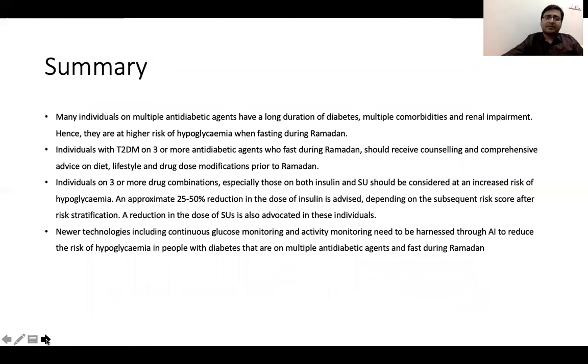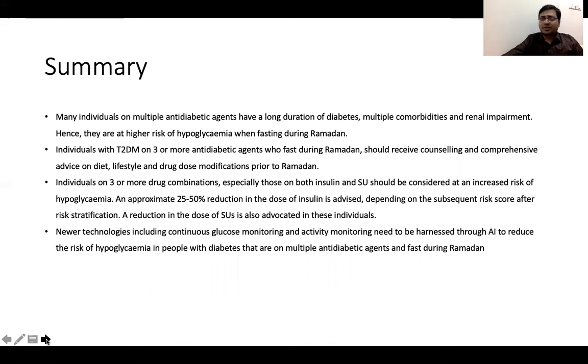So to summarize, many individuals on multiple anti-diabetic agents have a long duration of diabetes. Multiple comorbidities and renal impairment are there. Hence, they are at high risk of hypoglycemia when fasting during Ramadan. Individuals with type 2 diabetes on 3 or more anti-diabetic agents who fast during Ramadan should receive counseling and comprehensive advice on diet, lifestyle, and drug dose modifications prior to Ramadan.